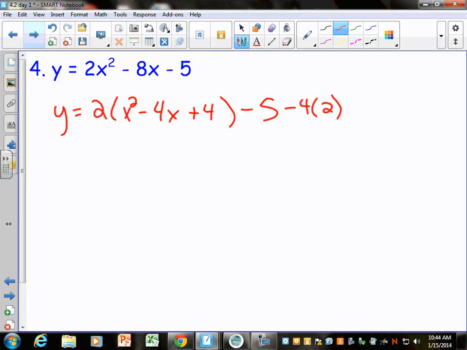So if 4 should go in here, so if I add 4 here, I subtract 4 here, but you gotta multiply by that 2, so you're really subtracting 8. Maybe we can graph this one, even though it's 13.